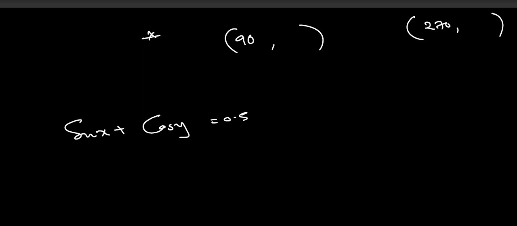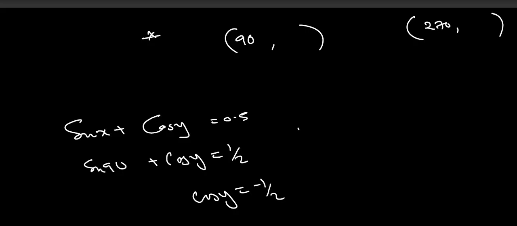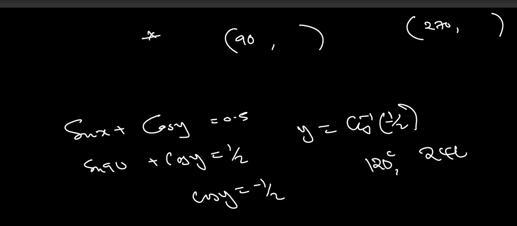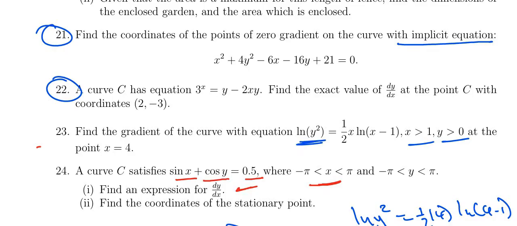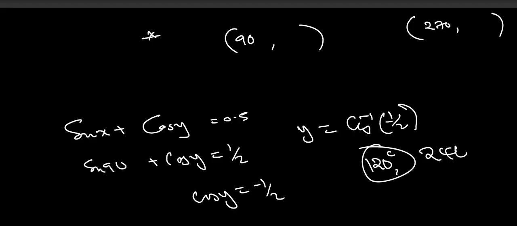So you are going to replace x with 90. So sine 90 plus cos y is equal to half. Sine 90 is a 1, right? 1 goes on the other side to give us negative half. Cos y is negative half, so we're going to take cos inverse, which is 60. Now we're going to consider the places where cos is negative. And remember y had an interval. y only ranges from negative 180 to 180, so the answer we'll pick is just this.